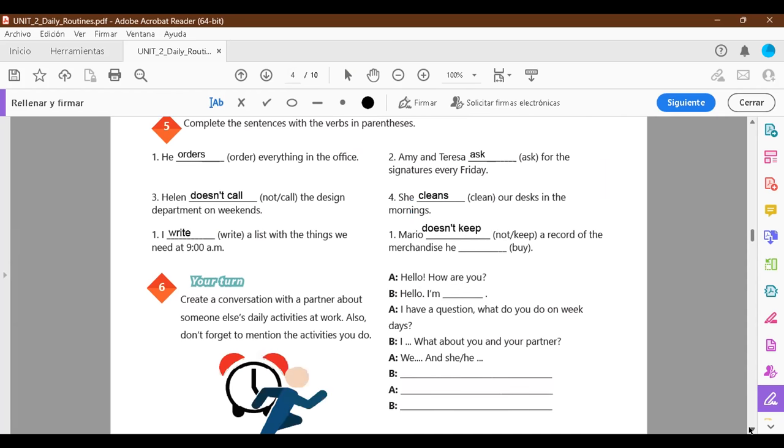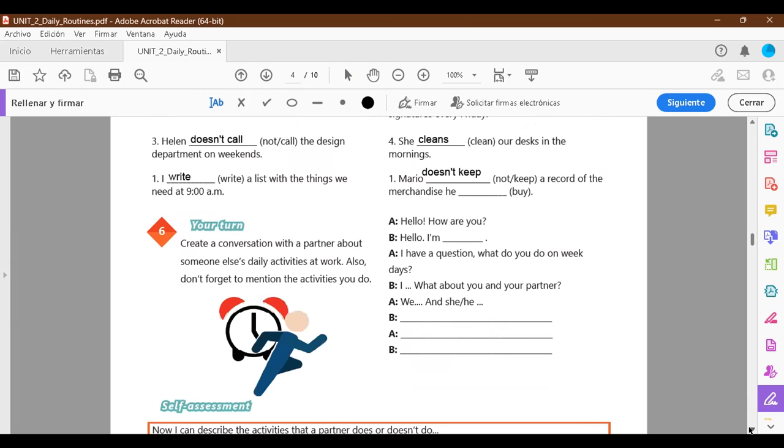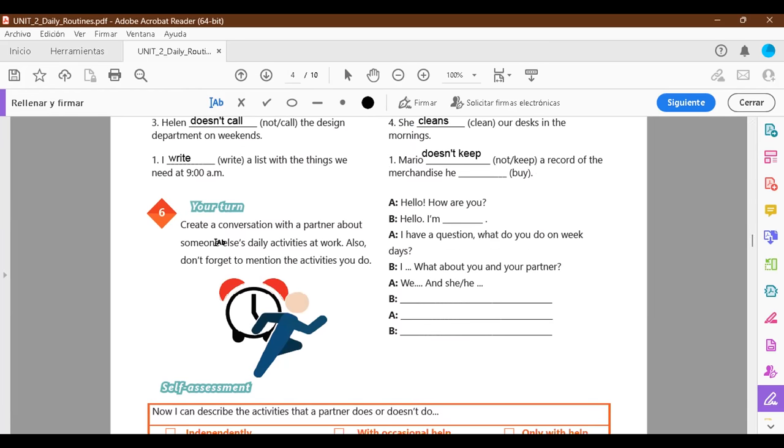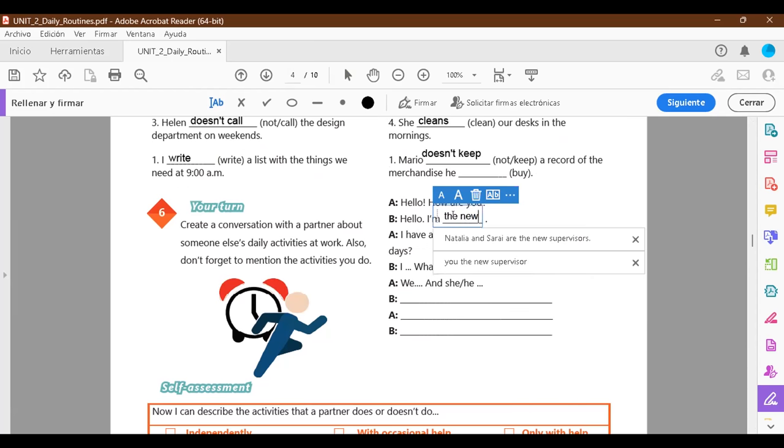So, okay, now look at this. Create a conversation with a partner, but in here you have to talk about someone else's daily activities at work. Also, don't forget to mention the activities that you do. Acabamos combinándolo ya, vamos a hablar de las actividades que hace alguien más, pero no olvidemos mencionar las actividades que nosotros hacemos. Entonces acá sí los combinamos para que ustedes hablen de sus actividades. Hello, how are you? Hello, so you can talk about your occupation, let's say, the new supervisor or any other job position.